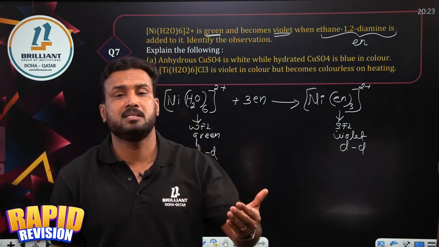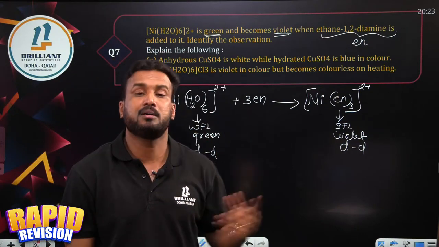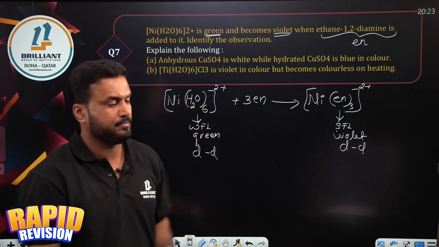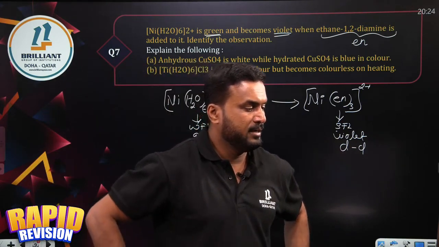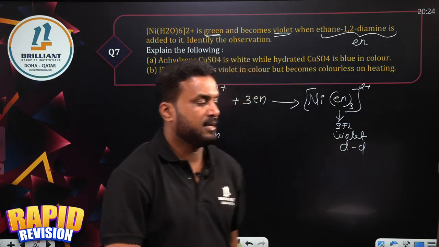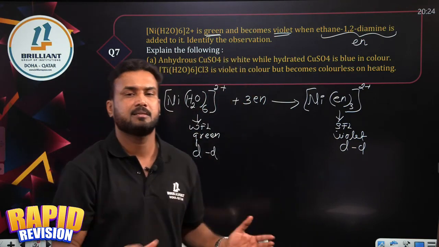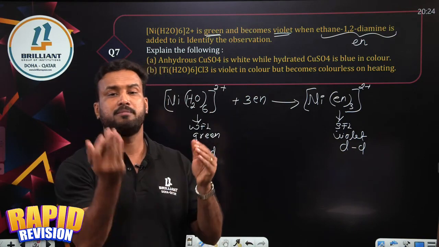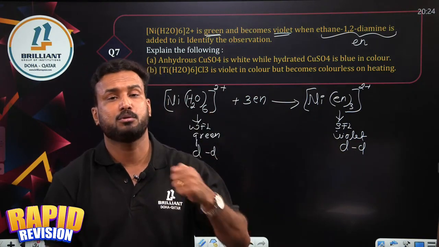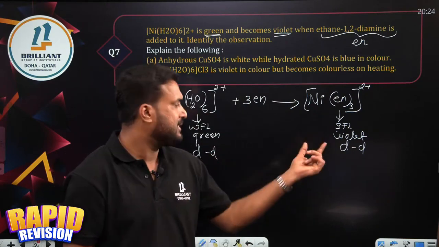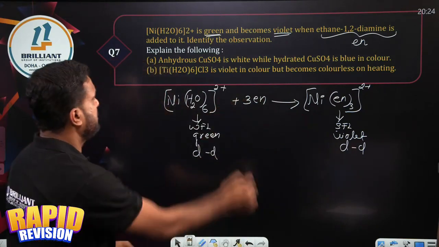More energy light should be absorbed for d-d transition. That is the right answer. When a strong field ligand is added, light of more energy is absorbed. So it should be in a complete sentence: when a strong field ligand substitutes a weak field ligand, it absorbs light of more energy for d-d transition. That's why the color is different.